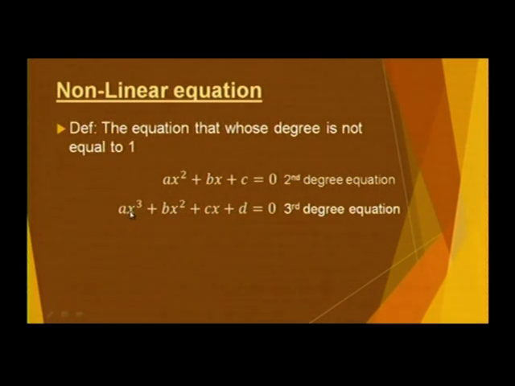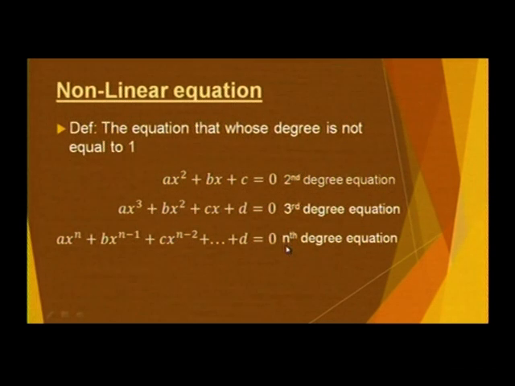So, degree means, as we already learned, the highest exponent. Here, what is the highest exponent? 3 is the highest exponent. So, that is why it is the third degree equation. And next, here what is the highest exponent? N. So, it is the nth degree equation.